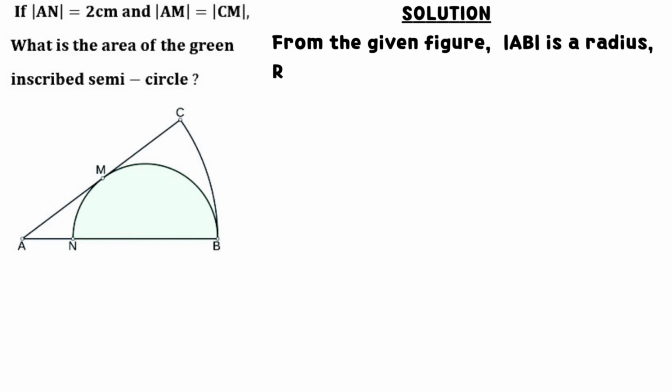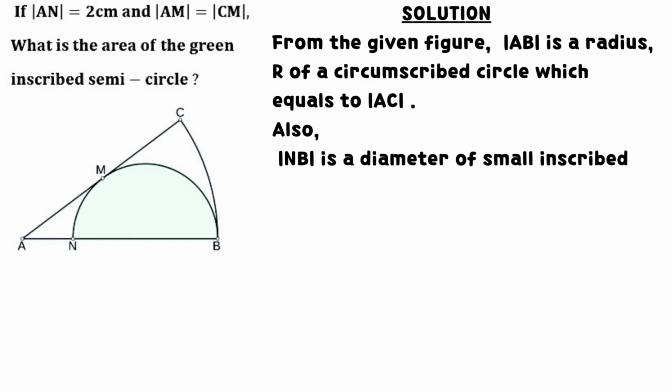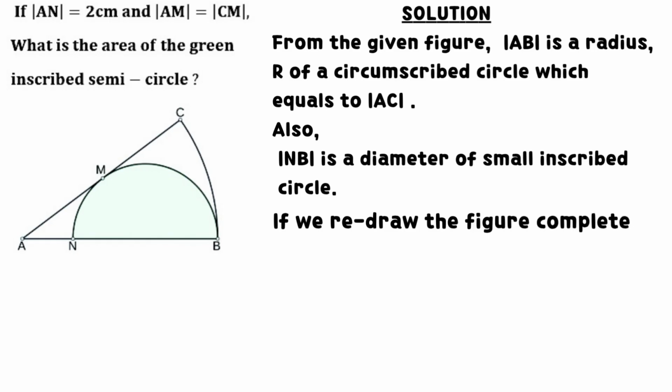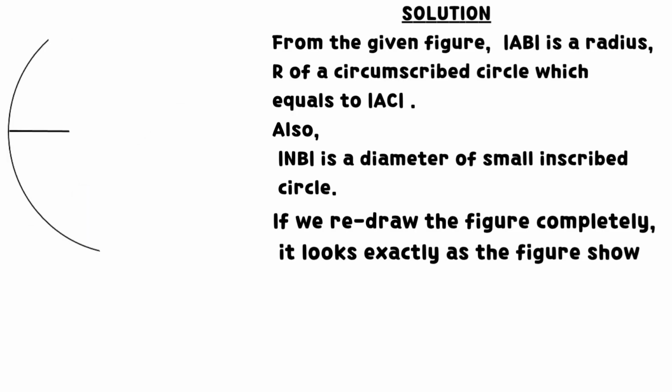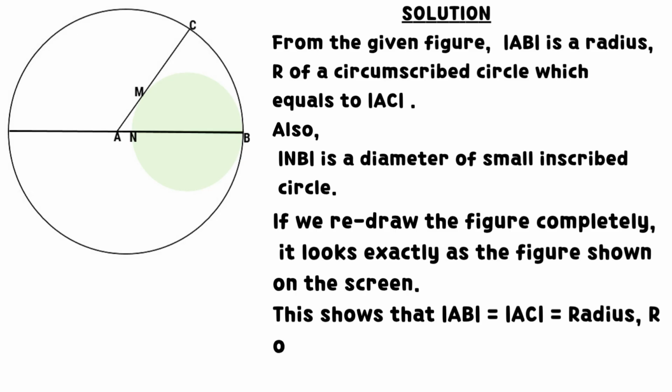Solution. From the given figure, length AB is a radius r of a circumscribed circle, which equals length AC. Also, length NB is a diameter of the small inscribed circle. If we redraw the figure completely, it looks exactly as the figure shown on the screen. This shows that length AB equals length AC, which equals the radius r of the larger outer circle.